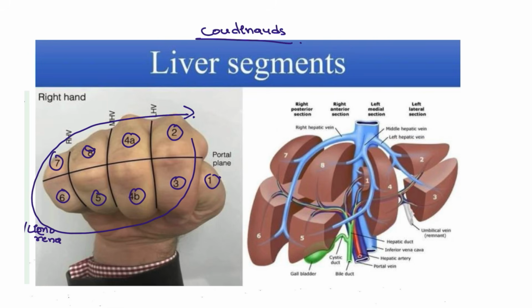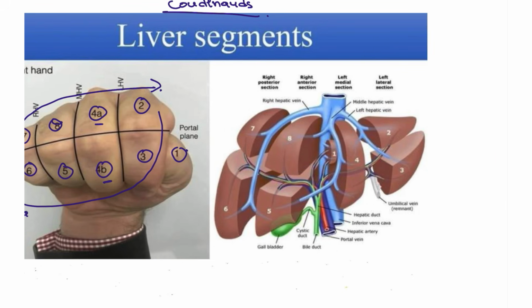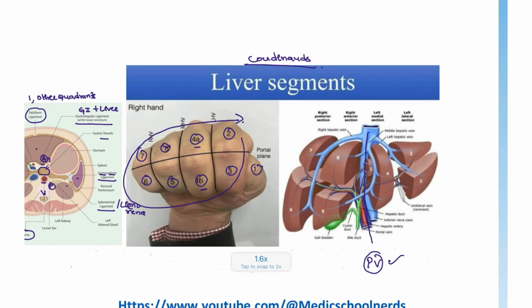Just remember A is above, B is below, right? So we are seeing segments 2, 3, 4, 5, 6. And what is the main structure dividing here? The first thing that is dividing between these segments, you can see, is the portal vein. Based on the portal vein, the Couinaud classification divides the different quadrants.